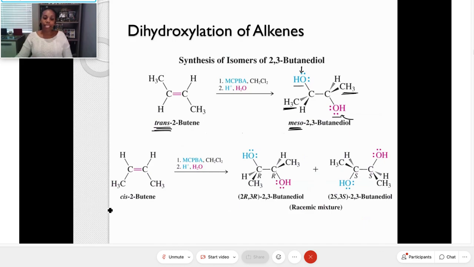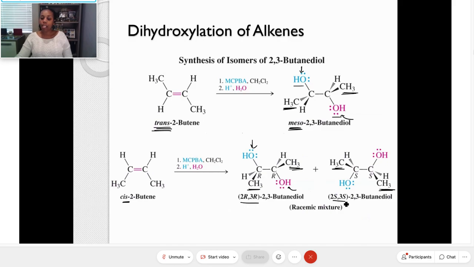But if we have the cis-2-butene, do the two-step process here, we're going to end up, again, with the cis, methyls in the front. Here, again, they showed you methyls in the front. But here we have oxygen added to the top and bottom. In this case, this gives us RR.